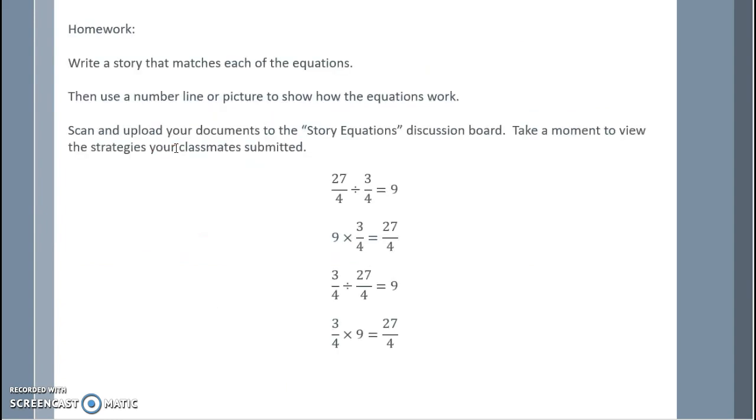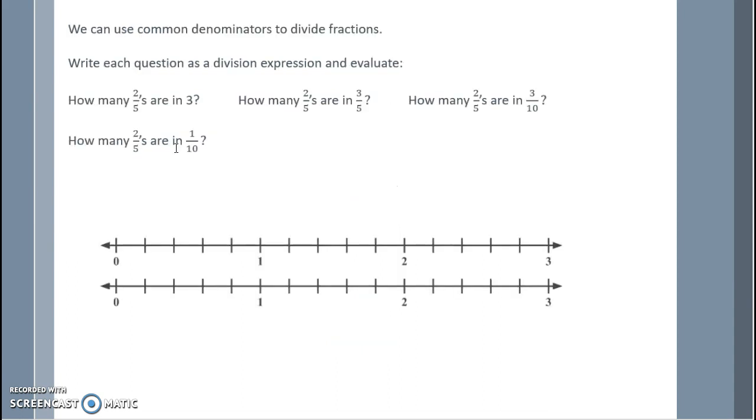Homework: write a story that matches each of the equations. Then use a number line or picture to show how the equations work. Scan and upload your documents to the Story Equations discussion board. Take a moment to view the strategies your classmates have submitted.